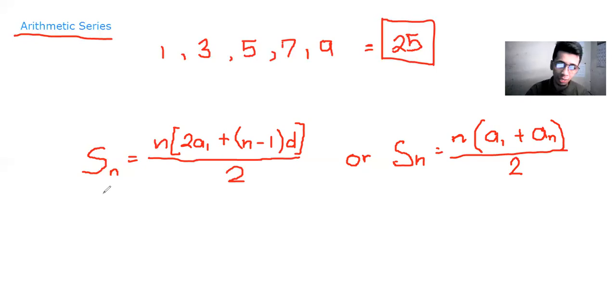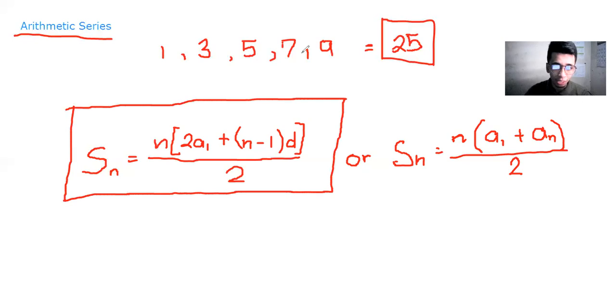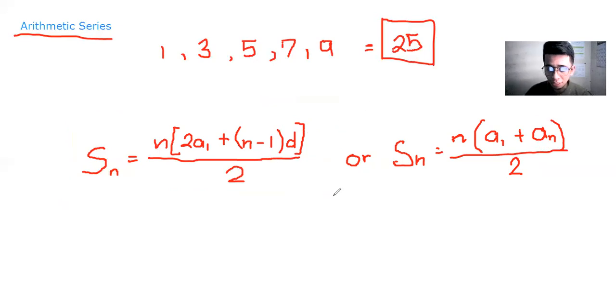So, anong pinagkaiba nila? So, depende na din sa given. But commonly, ito ang ginagamit natin na formula. Pero kapag given na naman si value ng a sub n, kasi minsan ang given lang si d, si common difference natin, ito ang ginagamit natin. Pero kapag given na yung value ng a sub n natin, or yung last term natin, pwede natin gamitin si pangalawang formula. Okay?